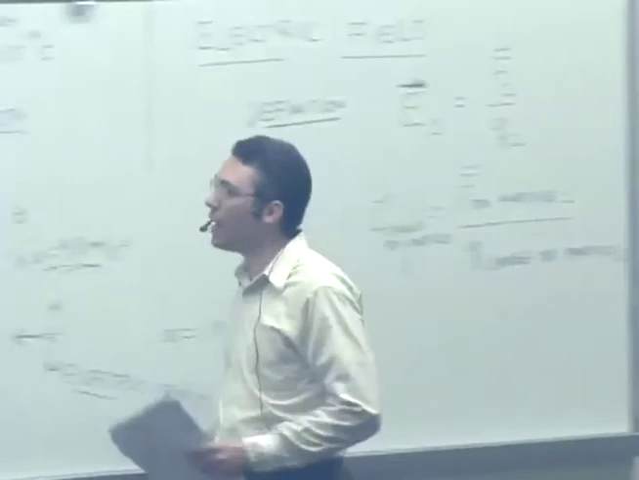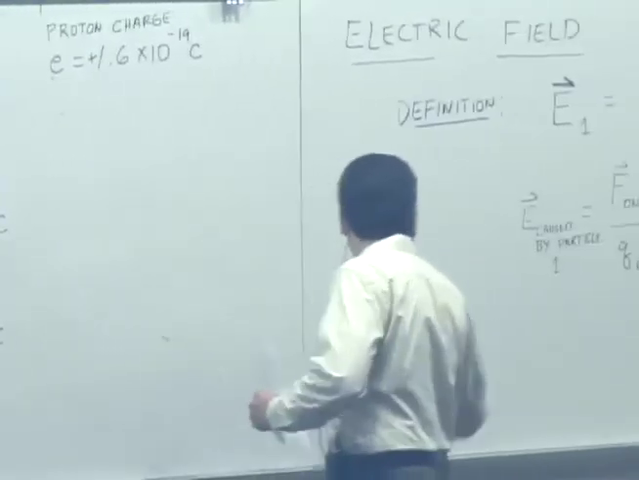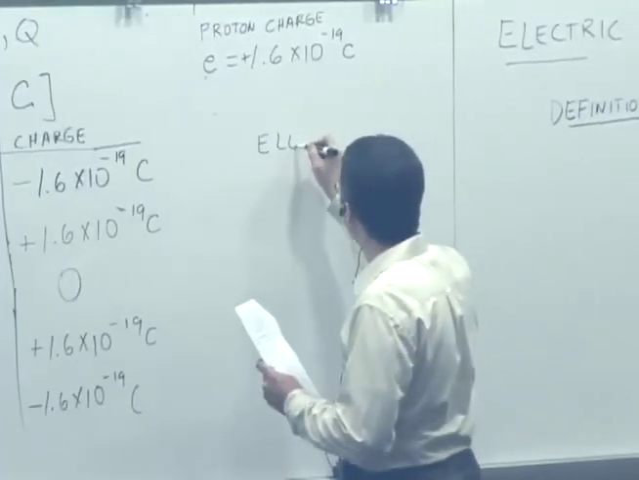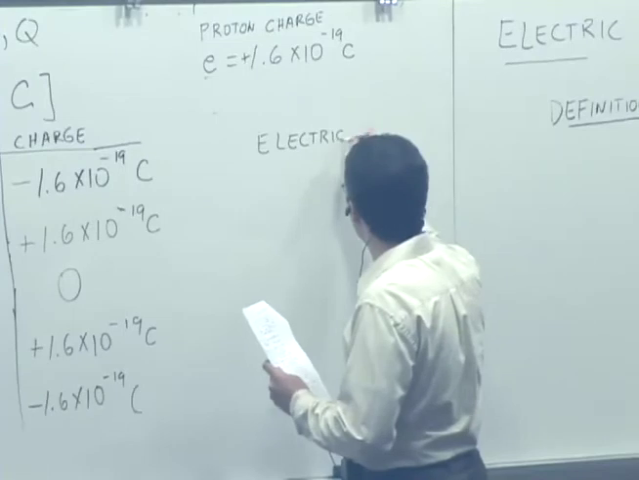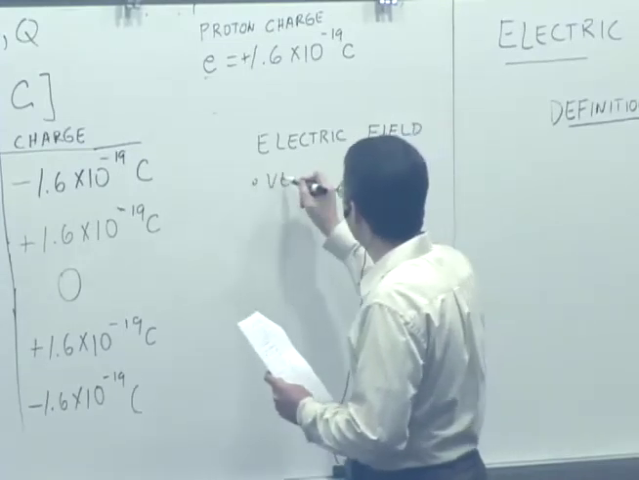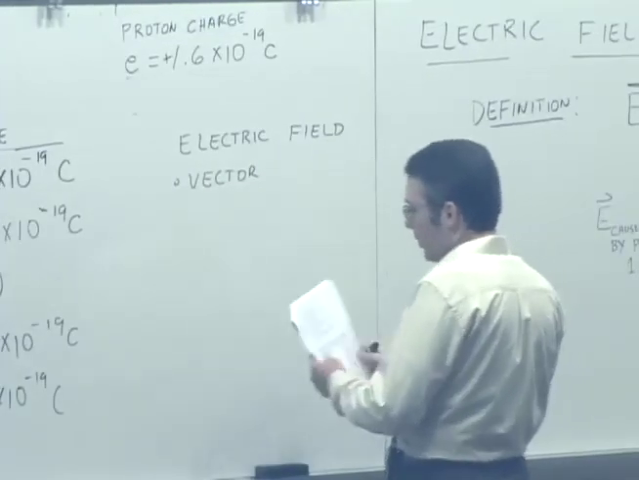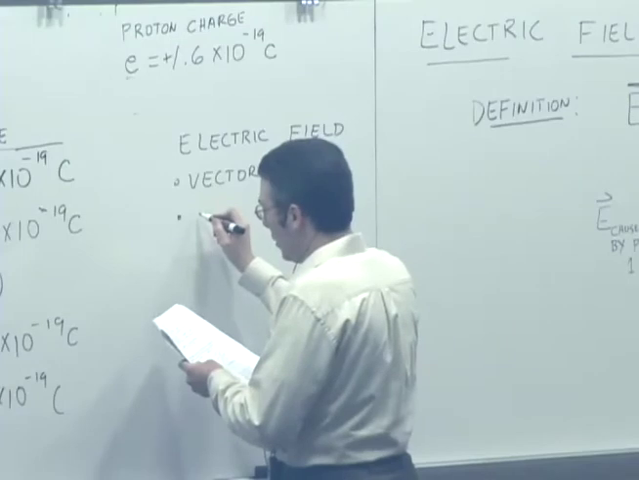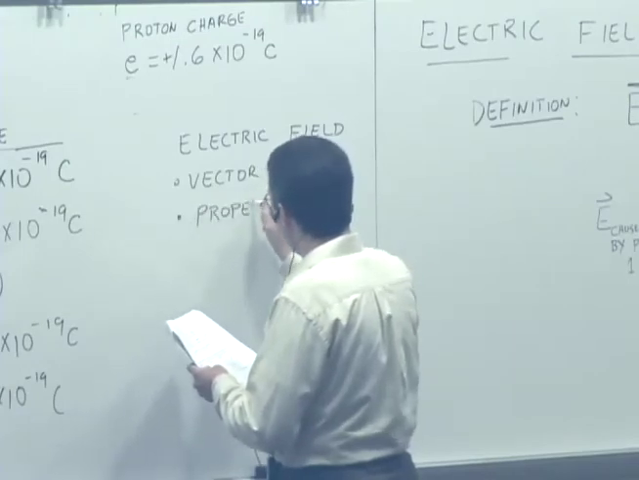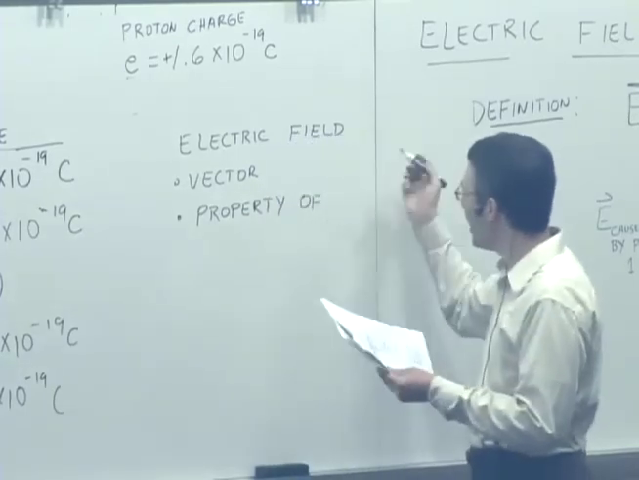So let's write out some properties here. The electric field, first of all, it's a vector. It has a magnitude and a direction. It is a property of a location in space. Okay, so we're always talking about the electric field at a location A, for example.